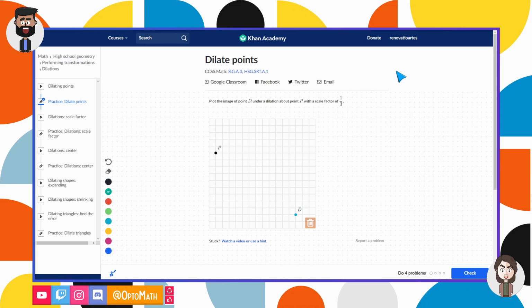Okay, so let's solve this actual problem here. It says, plot the image of point D under a dilation about point P with a scale factor of 1/3. Okay, so we've got these two points. Which one do you think is the center? P is the center. You're right, and we can double check that because it says about point P right here. When it says that fancy word about, that is a good clue that we're looking at the center. Okay, and we know that D is the preimage because we want to plot the image of point D. So D would be our preimage then.